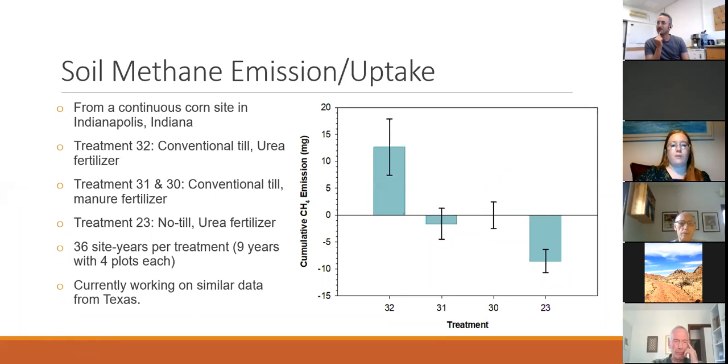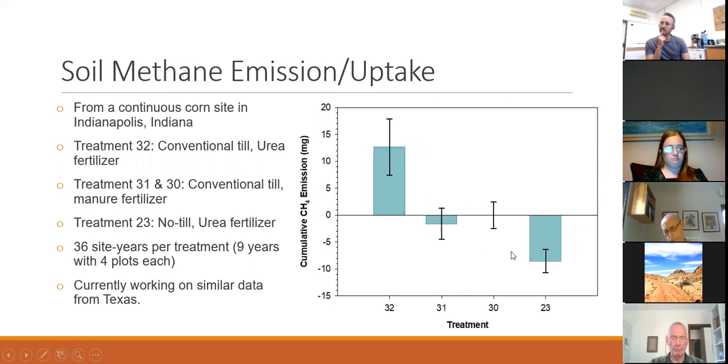And then this is from our greenhouse gas emission work. So this is from the Indianapolis site, which I have a bit more data on right now. This is actually not an LTAR site. This is a different location. What you see here are 4 different treatments of continuous corn. Treatment 32, where we have the high methane emission, is a conventional till urea fertilizer system. And then here, treatment 23, where we have net CH4 uptake over 36 site years per treatment.